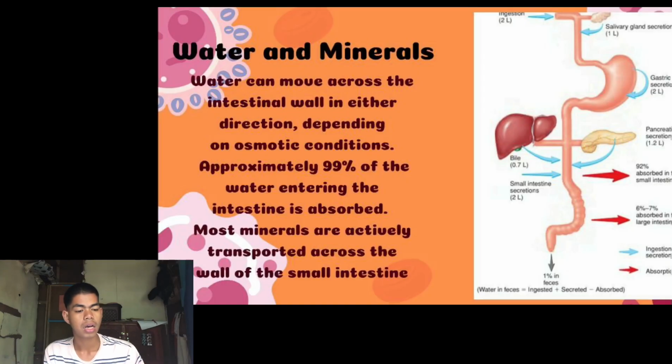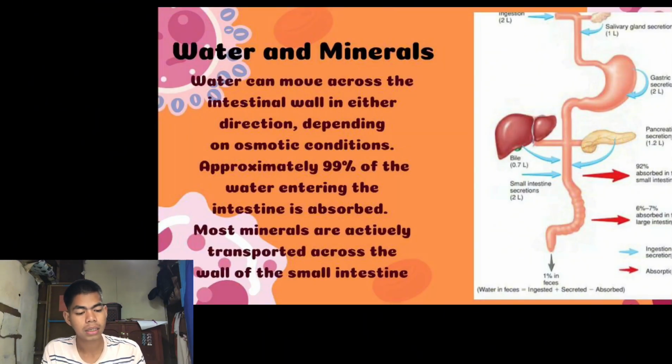So salivary gland secretions, 1 liter. Water is secreted by the salivary glands to aid digestion. Then gastric secretions, 2 liters. Water and other substances secreted by the stomach to help break down food. Pancreatic, 1.2 liters. Secretions from the pancreas to aid digestion in the small intestine. So bile, 0.7 liter. Secreted by the liver to help digest fats.